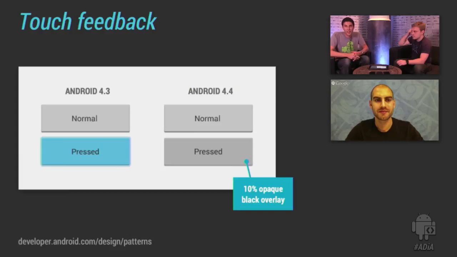So in Android 4.4 KitKat, as Nick mentioned before, touch feedback has more of a neutral color applied to it. When you look at the system UI widgets, you'll notice now that there's a much more neutral color as opposed to the Holo blue that you've become used to. In this particular case, we see a button, the standard Android widget for a button, and there's a 10% opaque black overlay applied accordingly.